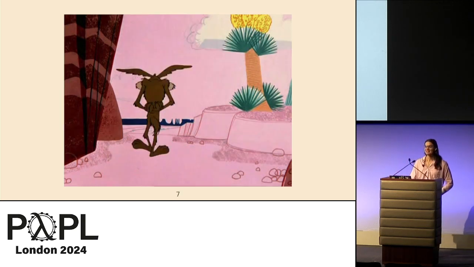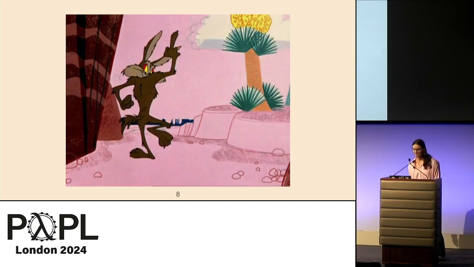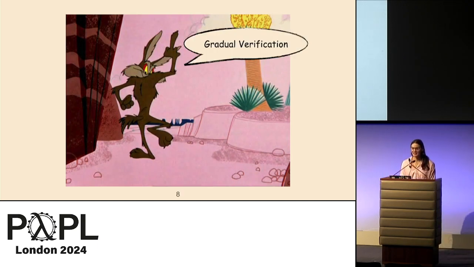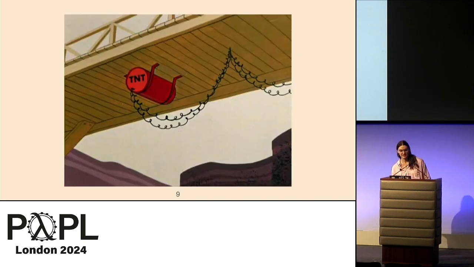But Wile E. doesn't know separation logic or abstract predicates very well. So he can't figure out how to use static verification. But Wile E. finds the perfect solution, gradual verification. Gradual verification allows Wile E. to incrementally build specifications and get feedback on their behavior, learning new specification constructs as necessary.